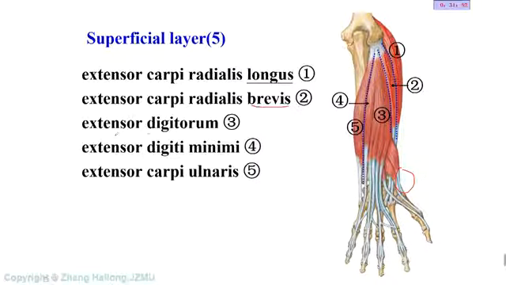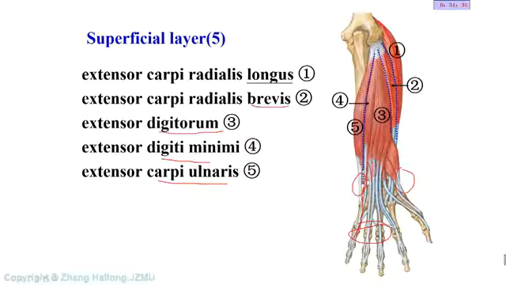And the next one is extensor digitorum. You see, this muscle has 4 tendons that will control the second, third, fourth, and fifth fingers, making them extend. Digitorum means the fingers. Extends your fingers. Okay. So the next one, extensor digiti minimi, will control the little finger, making the little finger extend. Okay. And this one is extensor carpi ulnaris.